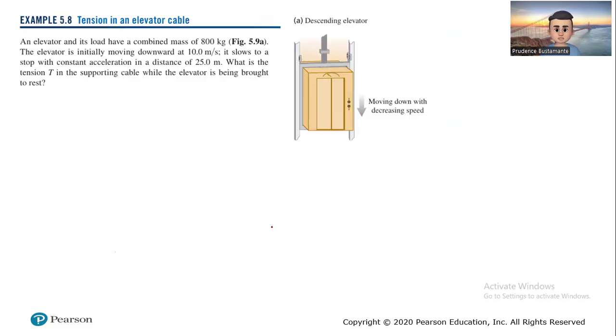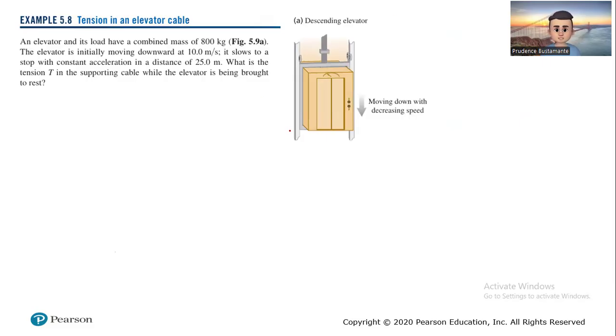An elevator and its load have a combined mass of 800 kilograms. The elevator is initially moving downward at 10 meters per second. It slows down to a stop with a constant acceleration in a distance of 25 meters. What is the tension T in the supporting cable while the elevator is being brought to rest?